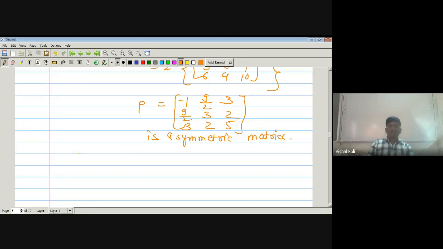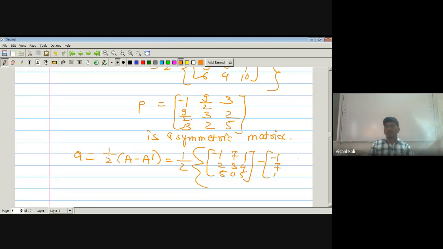And the skew symmetric matrix Q is equal to 1/2(A - A'), which is 1/2 of A, [-1 7 1; 2 3 4; 5 0 5], minus its transpose [-1 2 5; 7 3 0; 1 4 5].